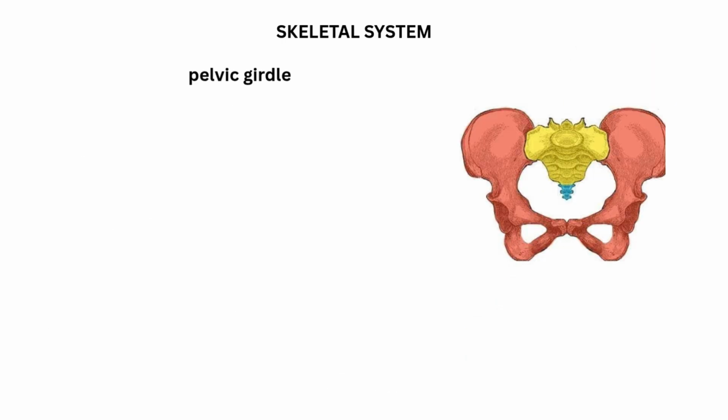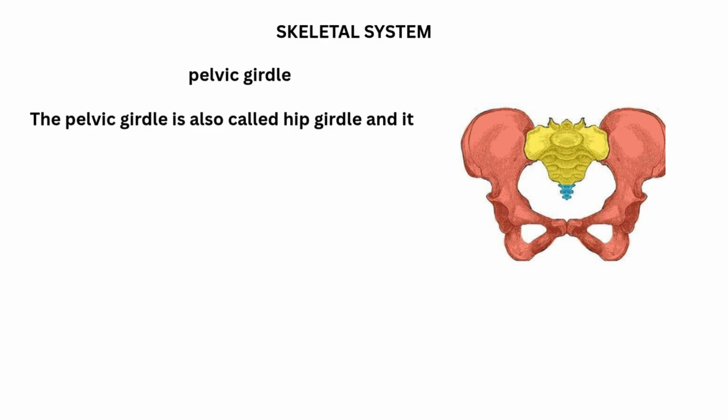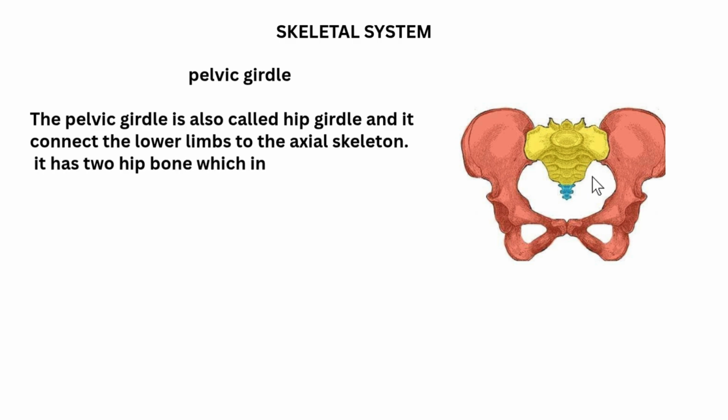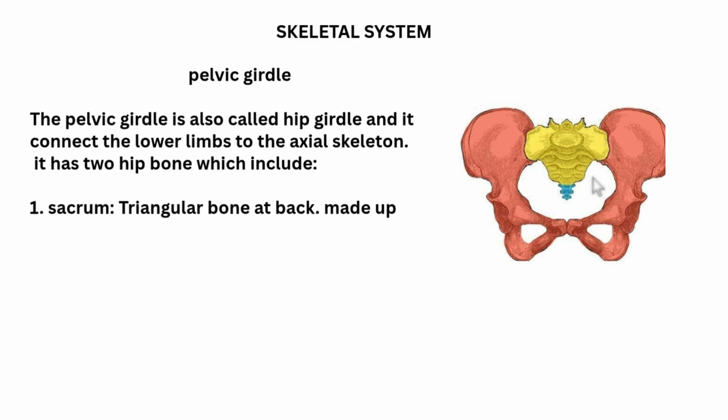Pelvic girdle. The pelvic girdle is also called the hip girdle, and it connects the lower limbs to the axial skeleton. It has 2 parts, which include: 1. Sacrum, triangular bone at the back, made up of 5 fused sacral vertebrae.